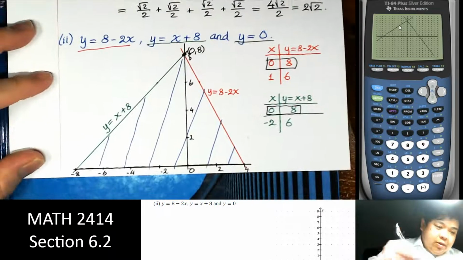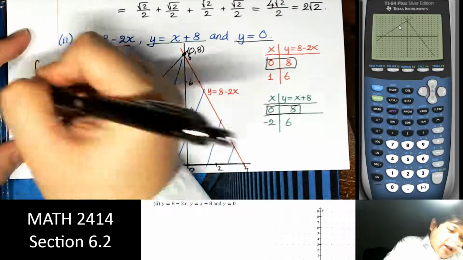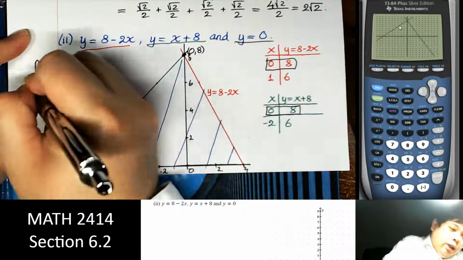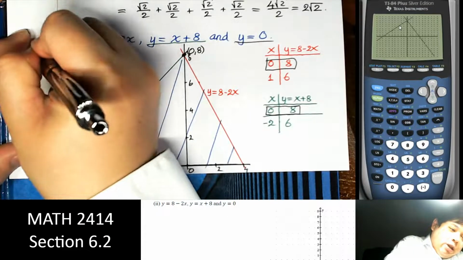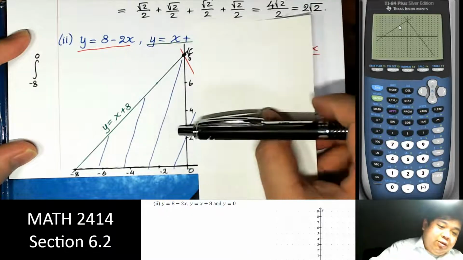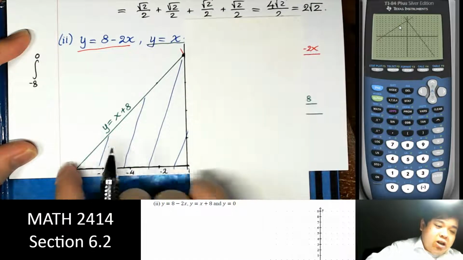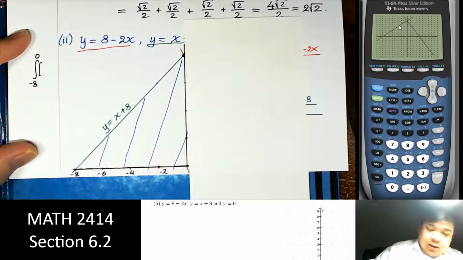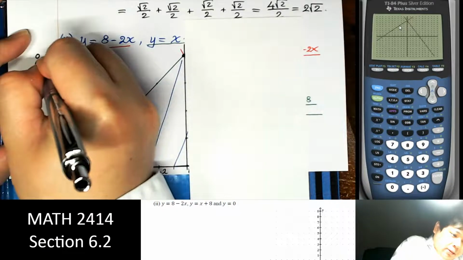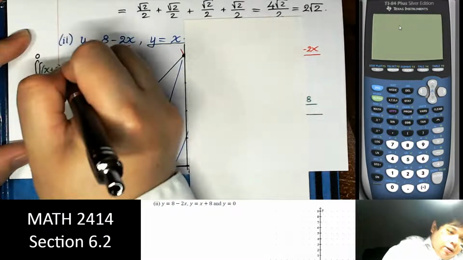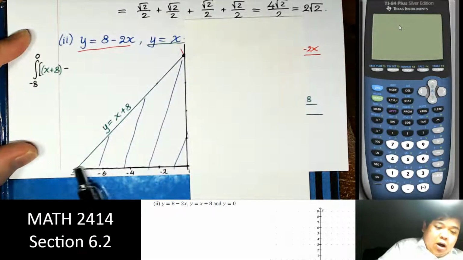So quickly, if I want to use dx, we have to go from negative 8 to 0. Have to do that first. So the boundary on the top is x plus 8 minus the bottom, 0.